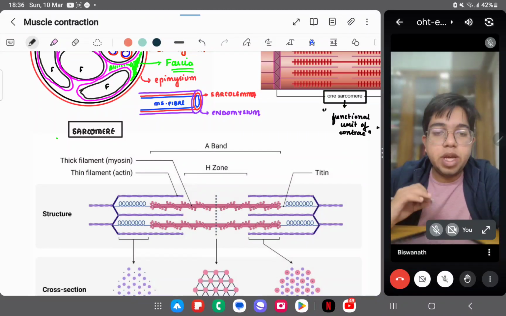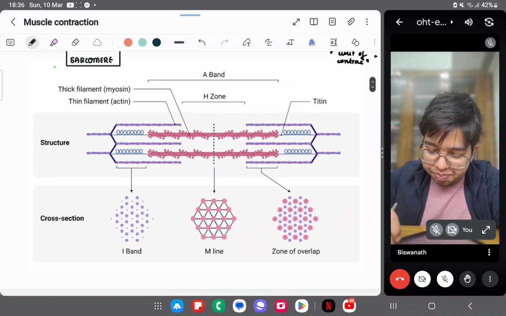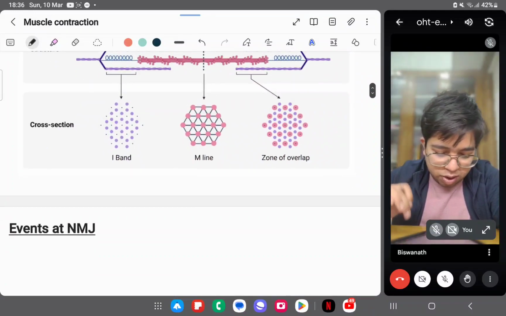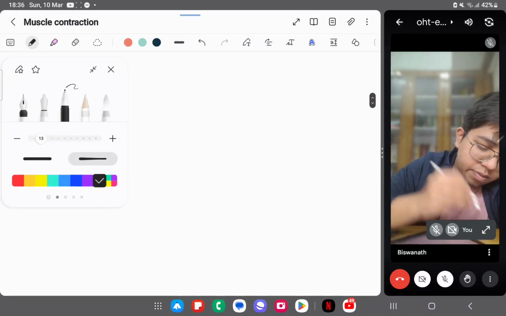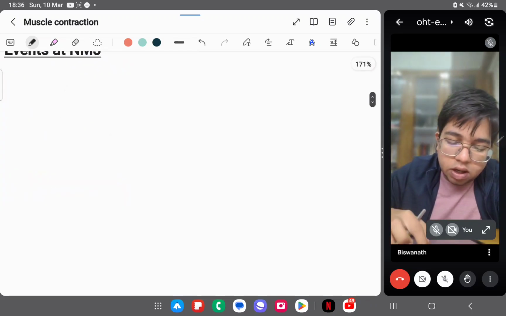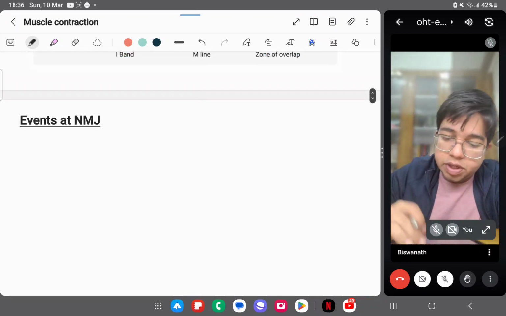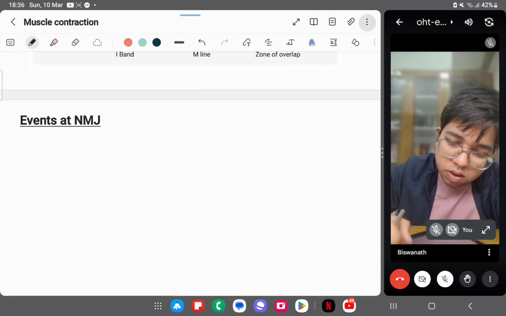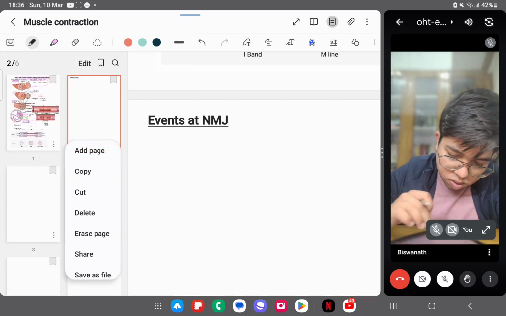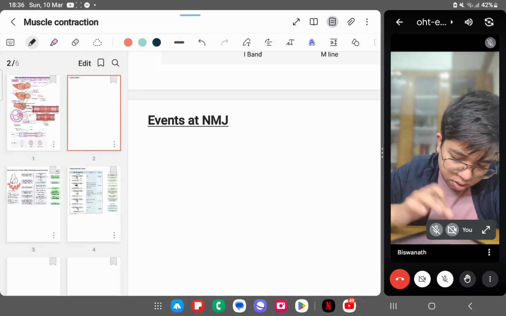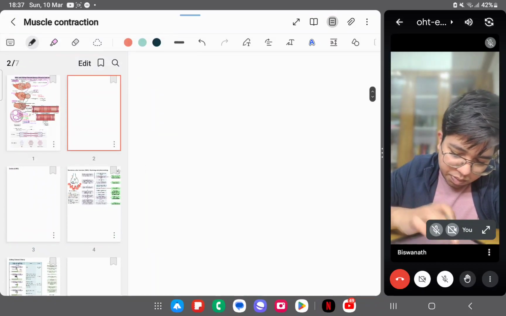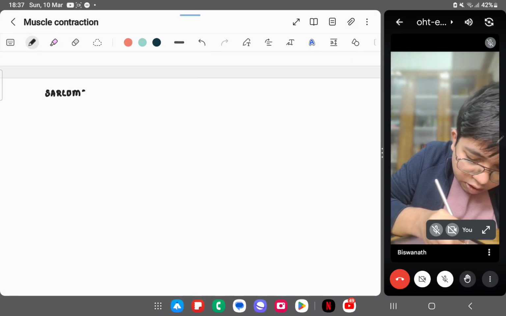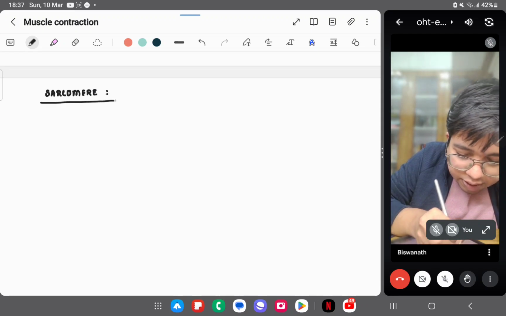So if we are discussing the sarcomere here, although this is a diagram here, it is better if I draw it for you, right? I believe that we should read in the chalk and talk method itself. Events at the NMJ, we'll discuss later. Just a minute. Let me sort the pages. Let's add a page and understand. Let's read about a sarcomere.